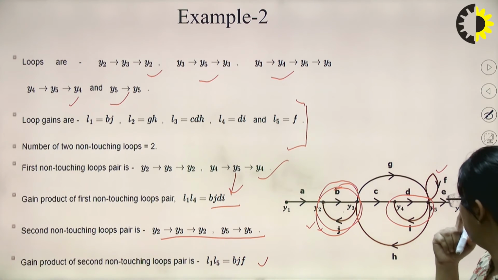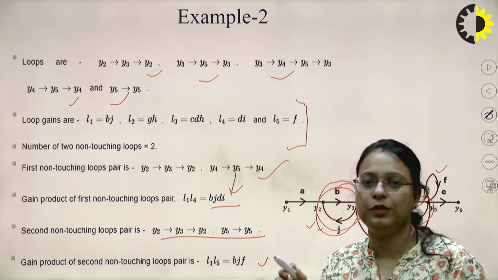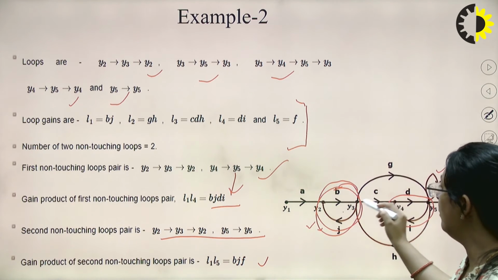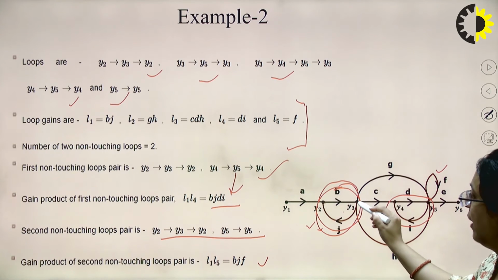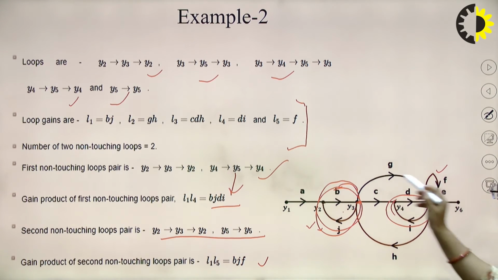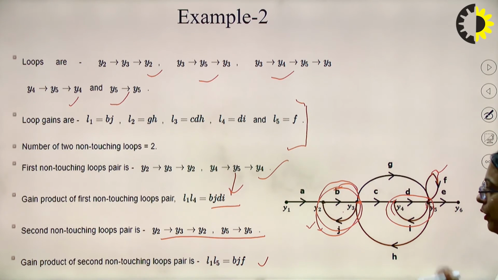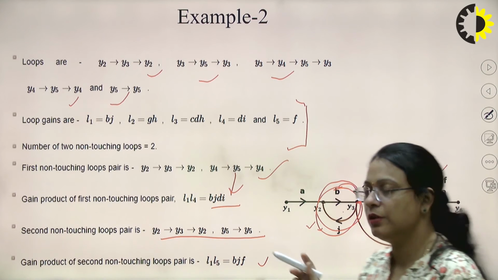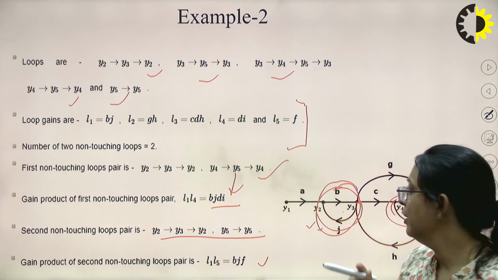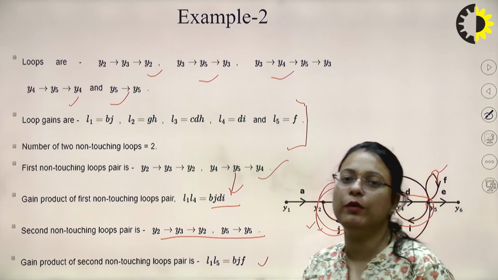And there are no other non-touching loops, only these 2, because this particular loop has this node in common. Similarly for this loop, this particular loop has this node in common. Similarly for this particular self loop, this node is in common. So there are only 2 combinations, only 2 non-touching loops, and there is no possible combination for 3 non-touching loops.